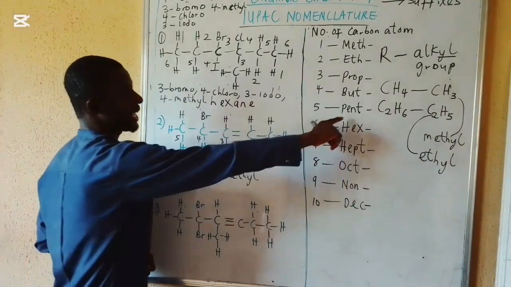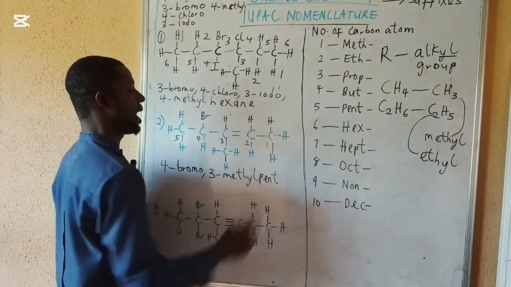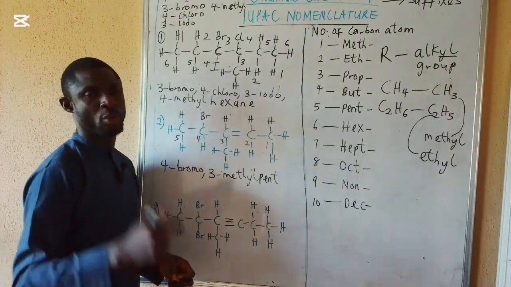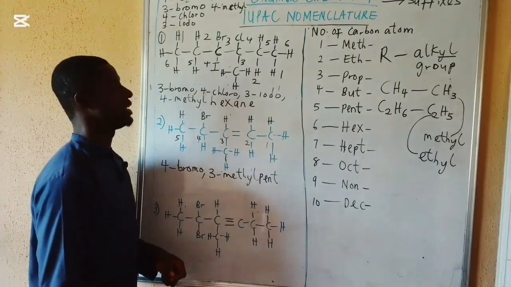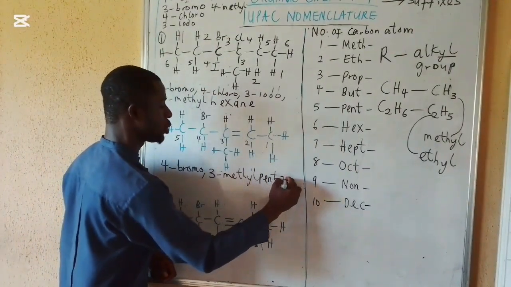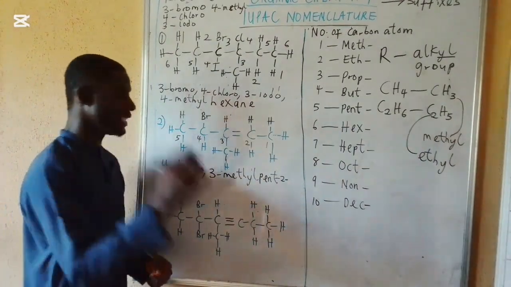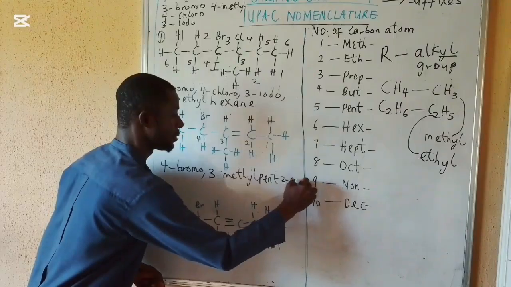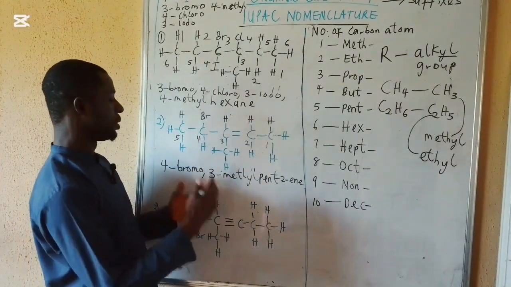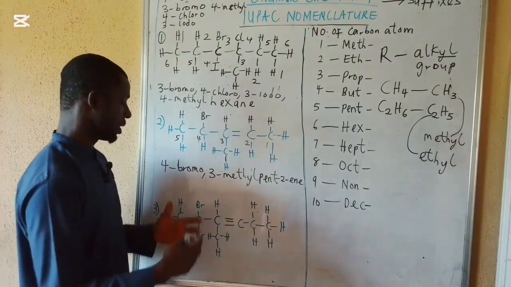My root here is 5, and that is pent. And I'm going to show where my functional group is attached, which carbon it is attached to in the structure. It's attached to carbon number 2. That is pent-2. And the suffix of an alkene family is ENE. So my correct naming of this compound is 4-bromo-3-methylpent-2-ene.